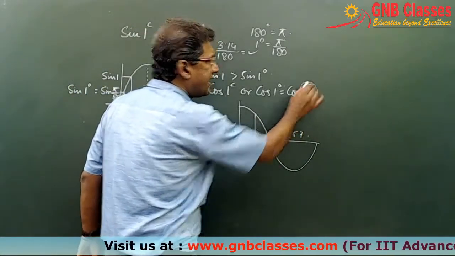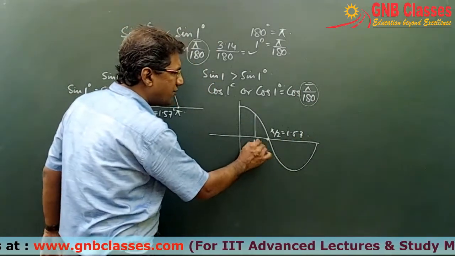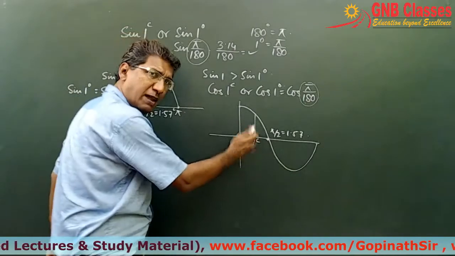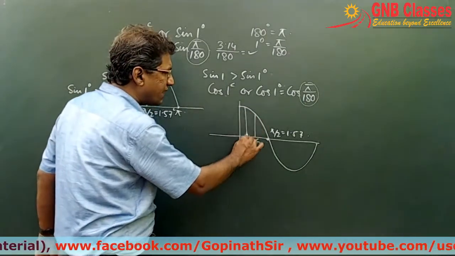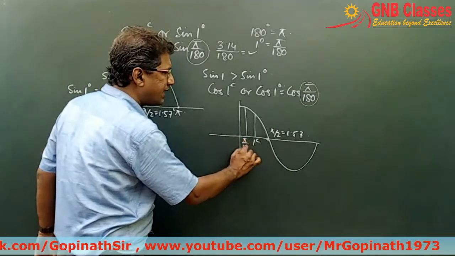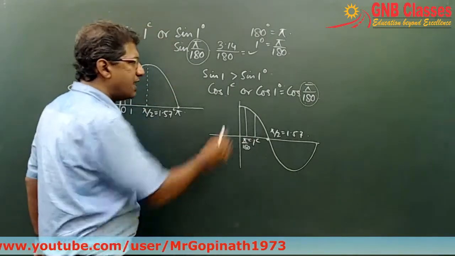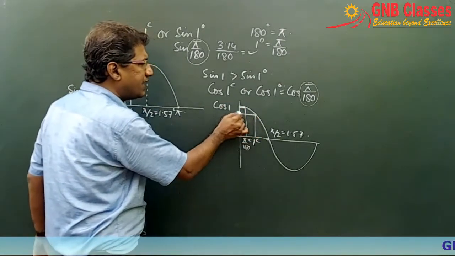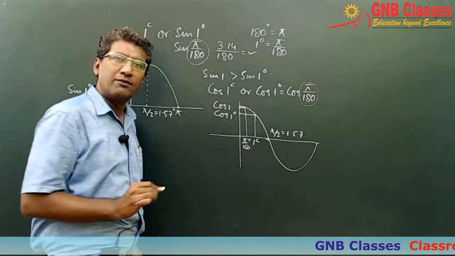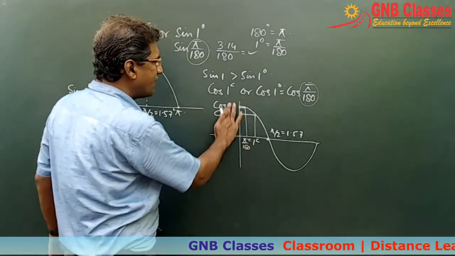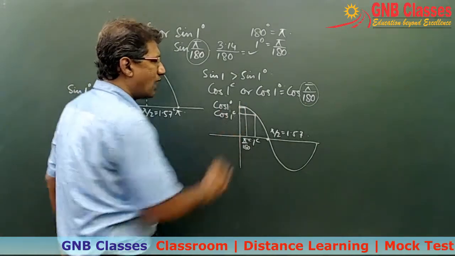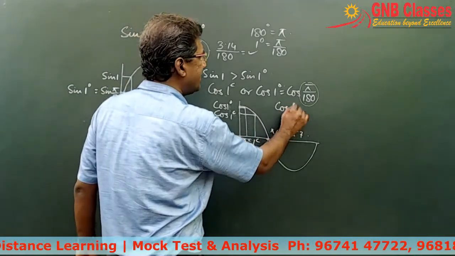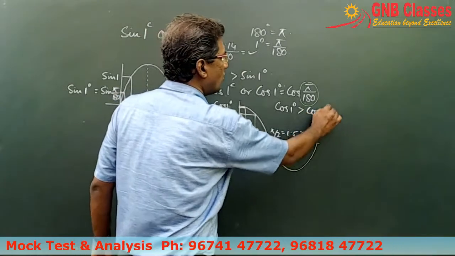And this is again a fraction. Pi by 180 radian will be on the left-hand side of 1 radian, because it is a fraction. So it will come somewhere here. Let us say this is pi by 180 radian, or 1 degree, whatever you say. Now you see the cos of 1 radian. I'm sorry, cos of 1 degree is greater than cos of 1 radian. Is it clear? So in this case we say that cos 1 degree is greater than cos 1 radian.